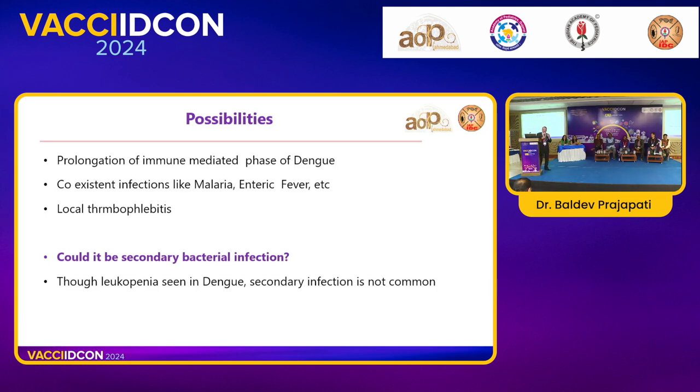Secondary bacterial infection will come to our mind, but they say very nicely that in dengue, even in spite of the leukopenia, secondary bacterial infection is not so common, unless the patient is kept in some complicated ICU. In an uncomplicated case kept in a general ward, even with the low count, it may not be common. That is even the dictum from the standard textbooks.